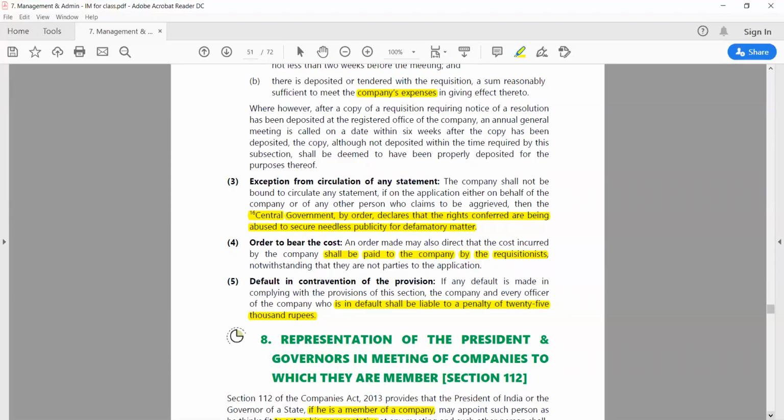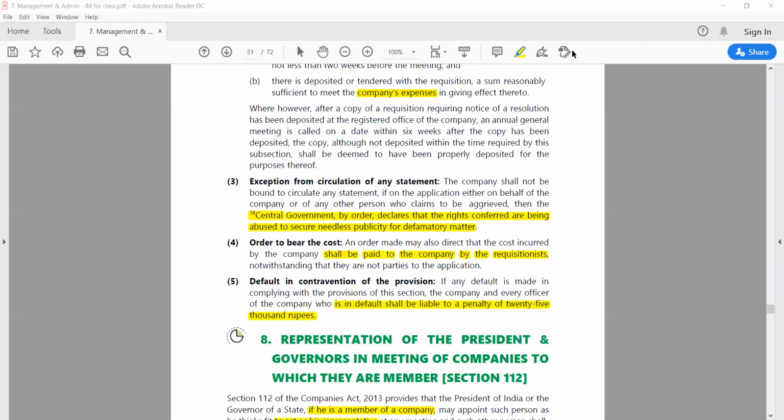Who will bear all the cost? Obviously, the company shall pay. The cost incurred by the company shall be paid to the company by the requisitionist. That means first the company will bear it, and beyond that, if they want to reimburse, then the requisitionist, who is making a formal request, has to pay, because it is from their own perspective that it is being done. If you are not doing it properly, then the default penalty provisions apply. So based on the central government order, or the 6 weeks time, or the order of the cost, the penalty provisions will be brought into the picture.